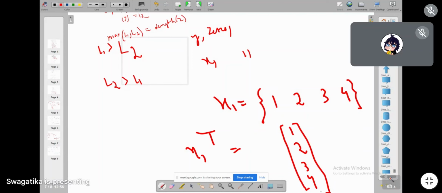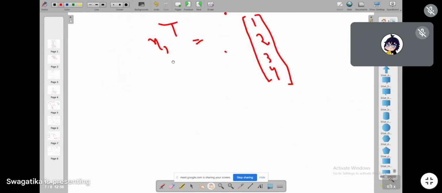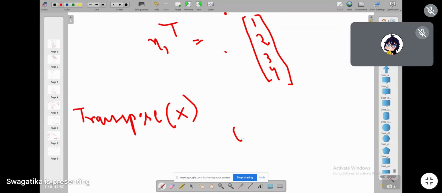Yes, ma'am. So you can take transpose of x, the transpose of x command you have to use. Right now you are rotating it to generate the matrix. You can use one command there, that is circular shift right, that is circshift.